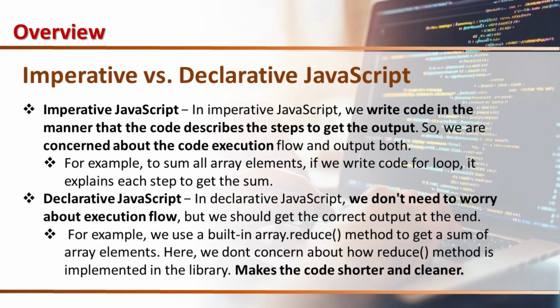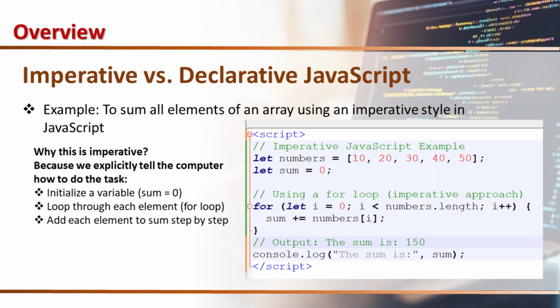For instance, we can use the built-in array.reduce method to sum array elements. Here, we do not need to know how reduce is implemented internally, which makes the code shorter, cleaner, and easier to read. Please observe the example code. This is what we call imperative JavaScript.